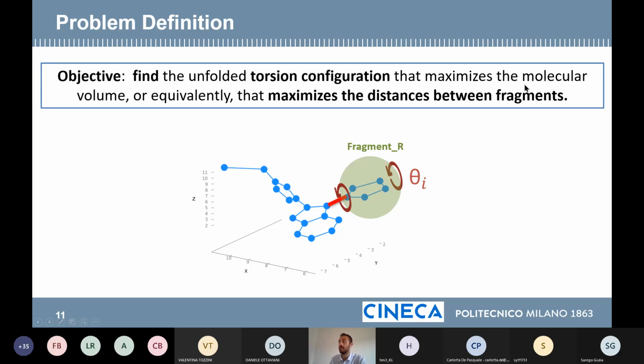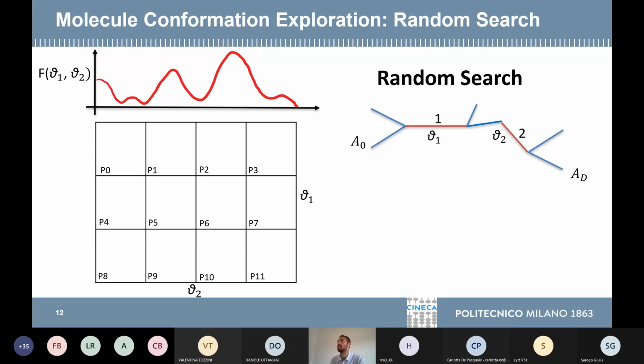So again, the idea is to unfold, which means finding the configuration that maximizes the molecular volume by rotating single fragments. Classically, you can do it in different ways. You can do it via random search. If you imagine this is the landscape that you obtain varying theta 1 and theta 2, these two rotatable bonds, this is a representation of a molecule.